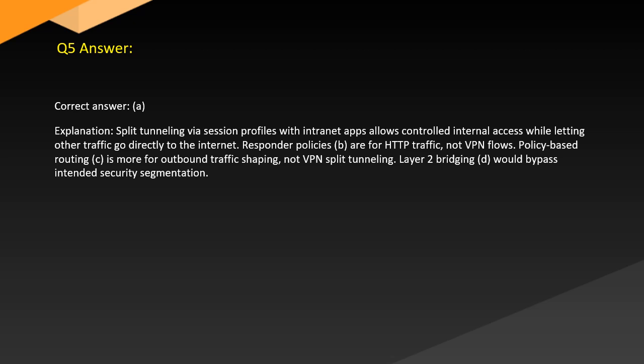Answer. Correct answer: A. Explanation. Split tunneling via session profiles with intranet apps allows controlled internal access while letting other traffic go directly to the internet. Responder policies, B, are for HTTP traffic, not VPN flows. Policy-based routing, C, is more for outbound traffic shaping, not VPN split tunneling. Layer 2 bridging, D, would bypass intended security segmentation.